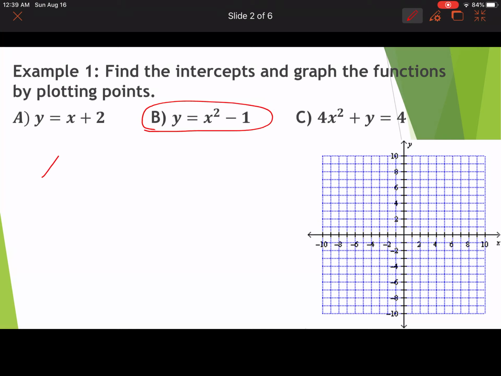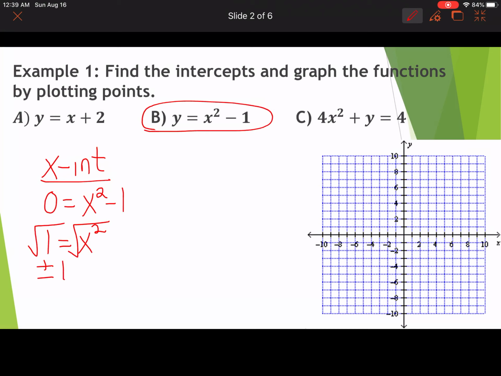Now to find the y-intercept, well, that means that x is equal to 0. So I have y equals 0 plus 2. Y equals positive 2. So we're going to write that point as 0, 2. And when we connect that, that would be what that graph would look like for question A.